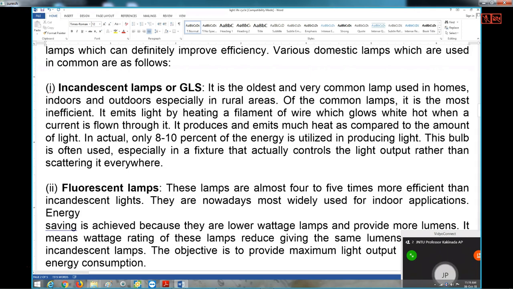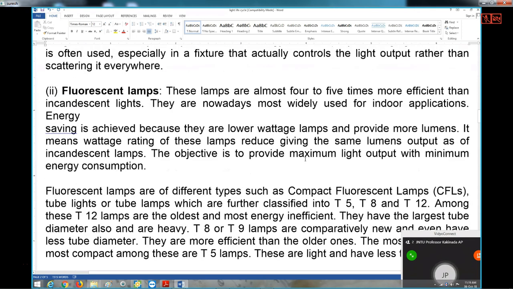Only 8 to 10% of energy is utilized for production of light, and the remaining is going out as heat that is unnecessary from our power consumption point of view. Now coming to the fluorescent tubes.